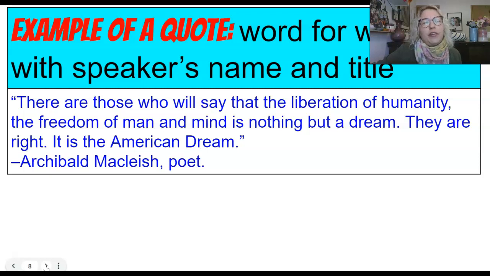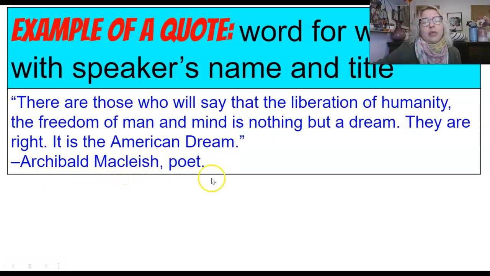All right, here's an example of a quote. And again, you need to use word for word when you use a quotation inside the quotation marks, and then include the speaker's name. Sometimes their title can be helpful too, like, why should I care about Archibald MacLeish?